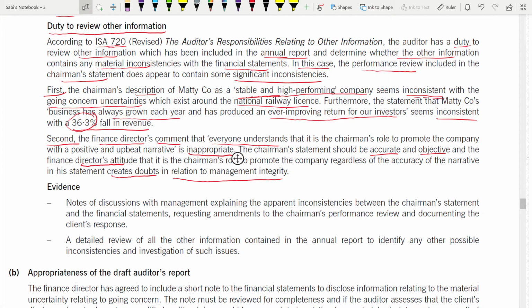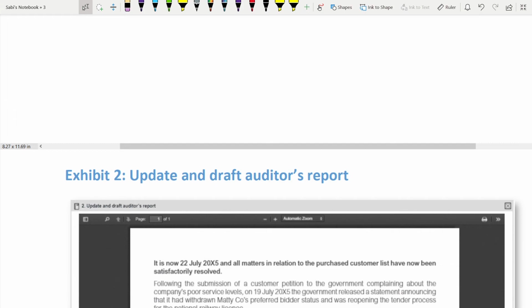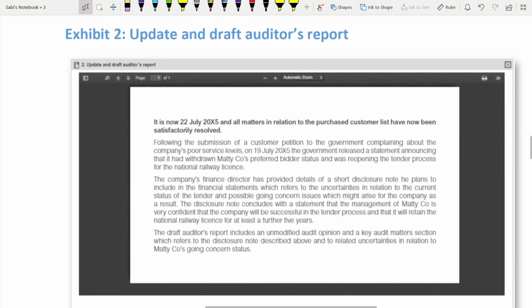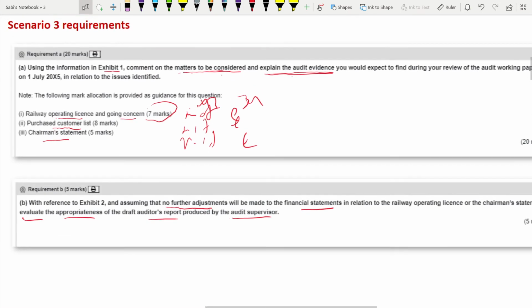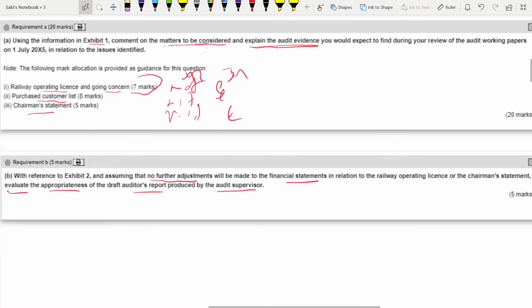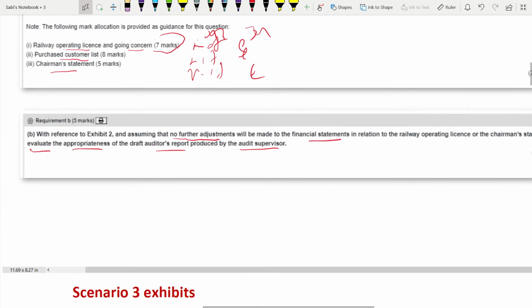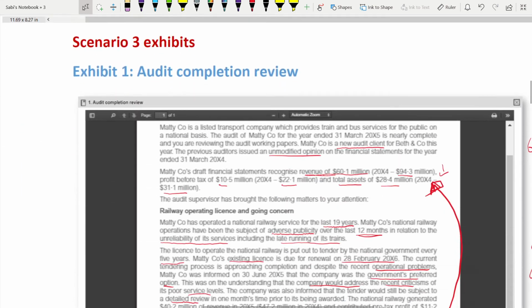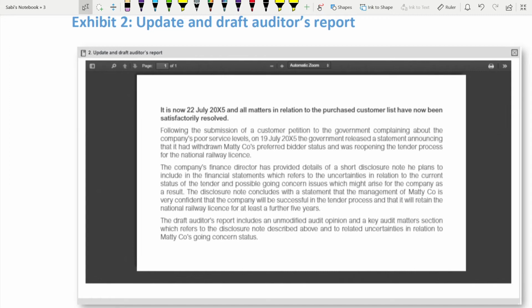Now coming to part B, which is for 5 marks, which is Exhibit 2. Again, let us go to the requirements. Okay, you're not making any adjustments. You have to evaluate the appropriateness, how appropriate their report is. This is for 5 marks, so you can write 5 points to get these 5 marks.